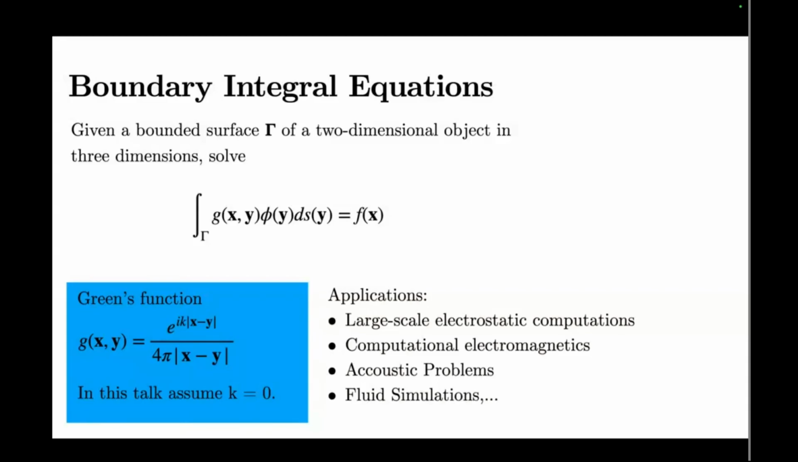The 1 over 4 pi is just a scaling factor. The important thing is 1 over the distance of the two points, which also means that the Green's function itself has a singularity when x and y come close together. So when we're integrating over the surface, where x is a point of the surface, we are evaluating singular integrals. We are integrating over the singularity, and this has consequences that we need to take into account in our codes.